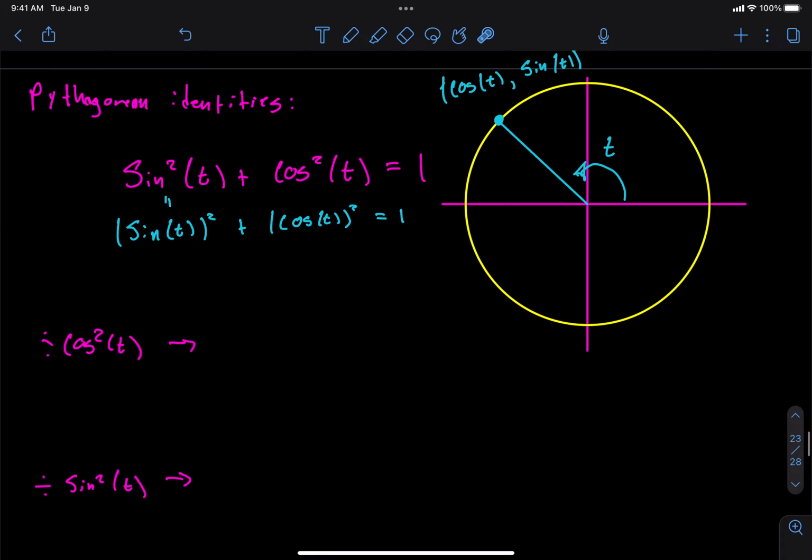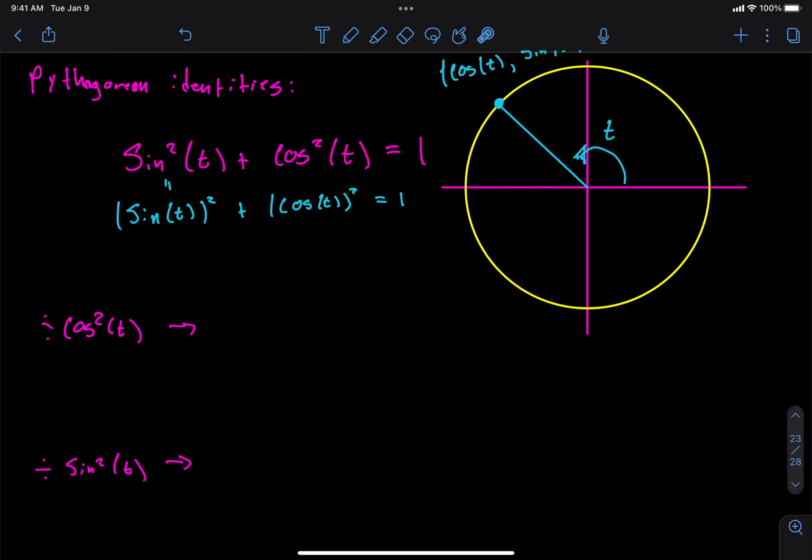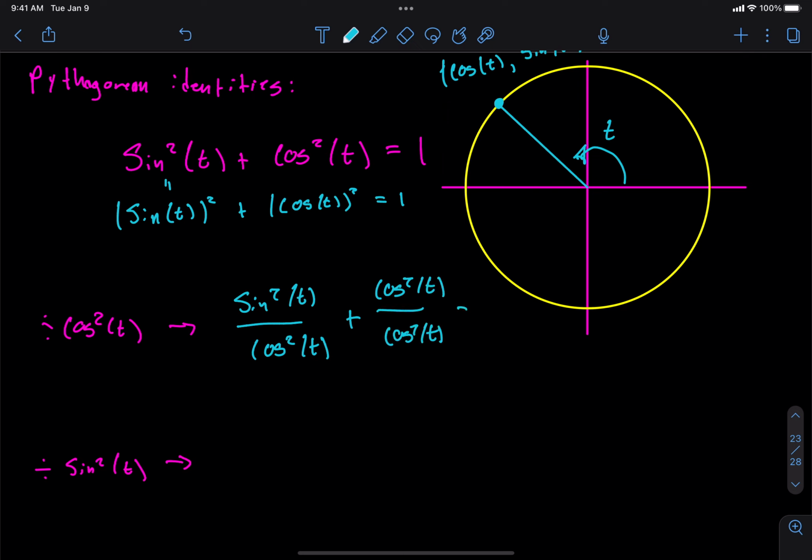Okay, so there are 2 other Pythagorean identities, but I don't want you to ever feel like you need to memorize them, because all you need to do is know this one Pythagorean identity, and then you can always find out what the other ones are by dividing by either cosine squared or sine squared. So let's see what would happen if I took everything in this equation and divided by cosine squared. I would get sine squared of t divided by cosine squared of t plus cosine squared of t divided by cosine squared of t is equal to 1 divided by cosine squared of t.